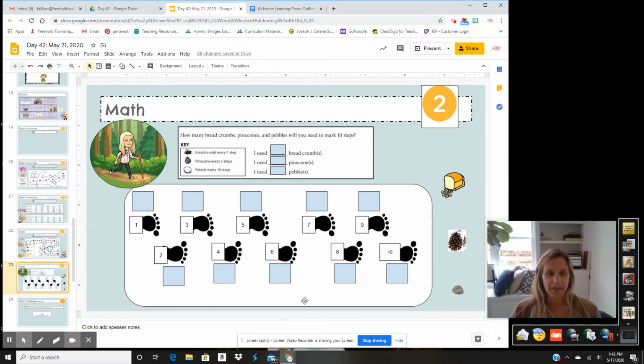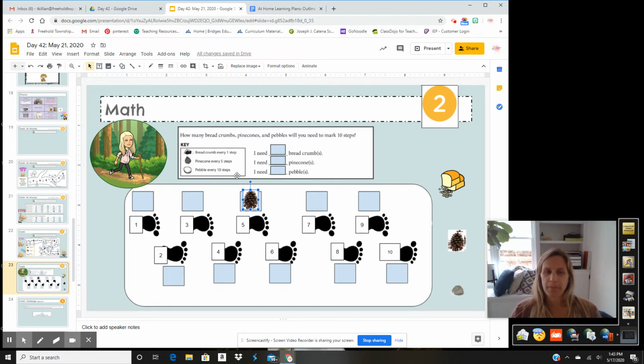On the next slide, it says, how many breadcrumbs, pine cones, and pebbles will you need to mark 10 steps? So here you can drag the bread, the pine cones, and the pebbles. Well, I know that the pine cone, and the key is right here, is every 5 steps. So let me find that 5th step. 1, 2, 3, 4, 5. So on this step, they would have dropped a pine cone.